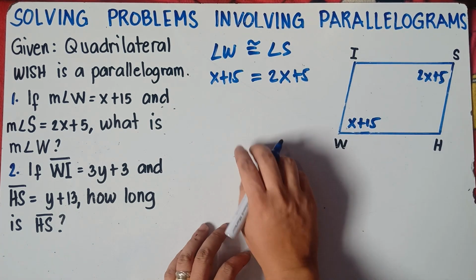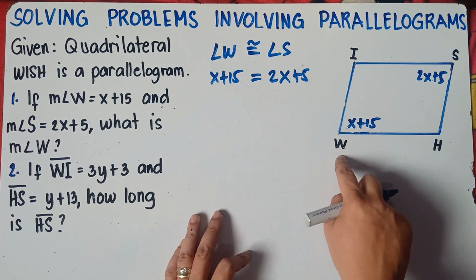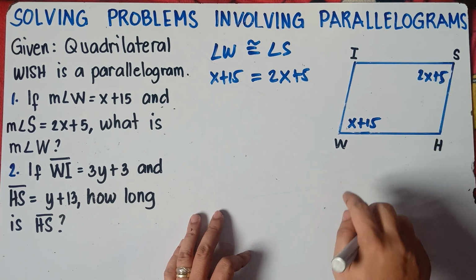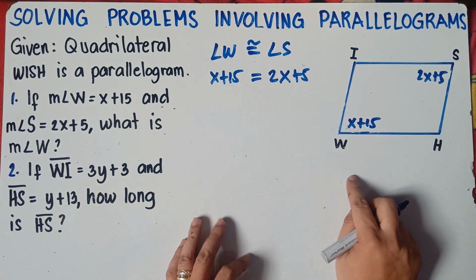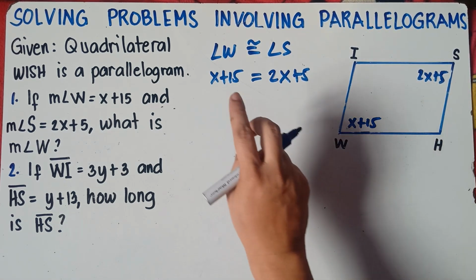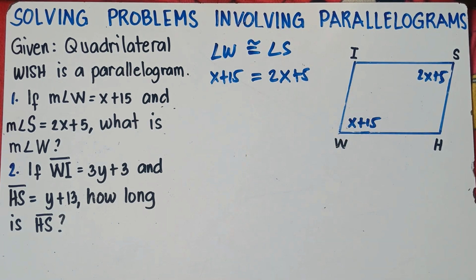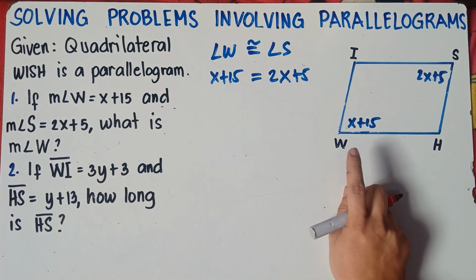Why is that? Because they are congruent, class. Angle W is congruent to angle S. Opposite angles of a parallelogram are congruent. So therefore, we can equate this: x plus 15 is equal to 2x plus 5. The next step is we need to get the value of x so that we can get this angle W.